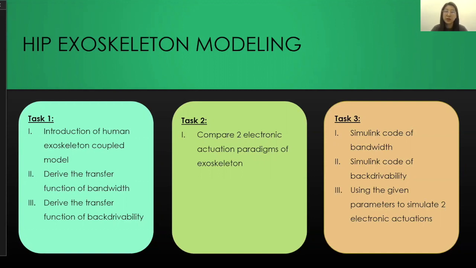The 2 actuators are the quasi-direct drive actuator and the series elastic actuator, both of which are very common in modern robotics. And for the third task, I will be showing the Simulink model of the bandwidth of the system and also the Simulink model for the backdrivability of the system. Using the given parameters, I will show you the results I got for the Simulink simulations for both the bandwidth and the backdrivability for the quasi-direct drive actuator and the series elastic actuator.